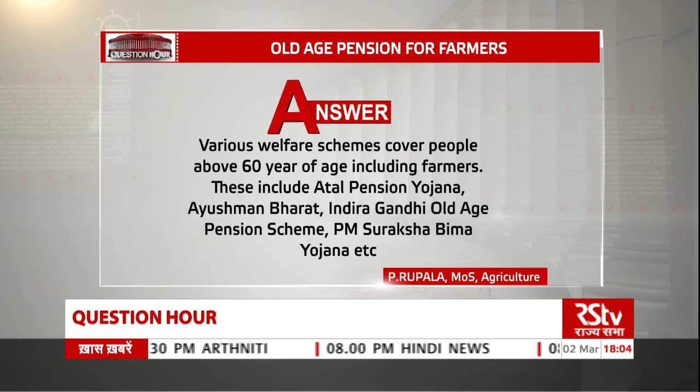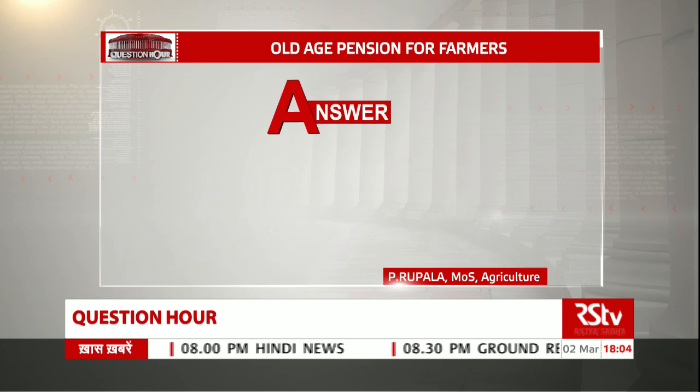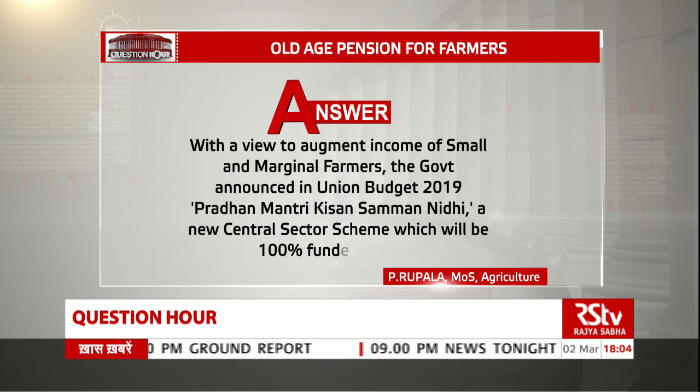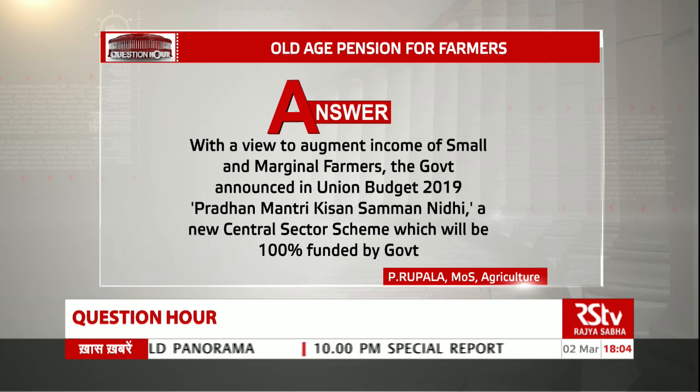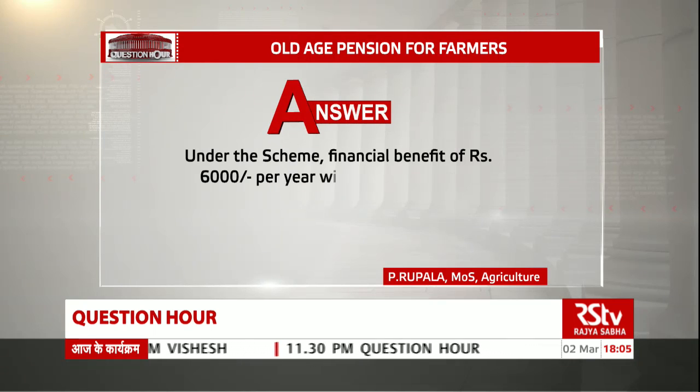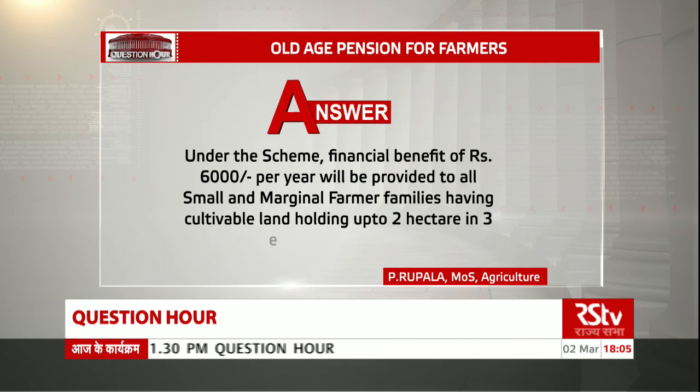Now, the ministry says that in addition to this, with a view to augment the income of small and marginal farmers, the government in the Union Budget 2019 has announced Pradhan Mantri Kisan Samman Nidhi, that is PM Kisan, a new central sector scheme which will be 100% funded by the Government of India. Under the scheme, financial benefit of 6,000 per year will be provided to all small and marginal farmer families having cultivable land holding up to 2 hectares.